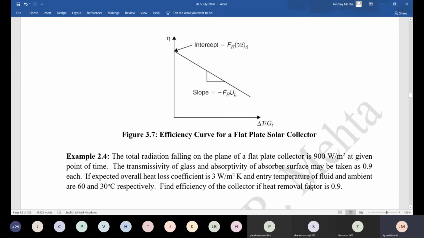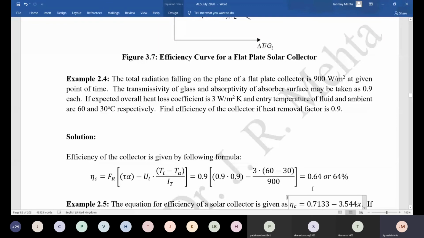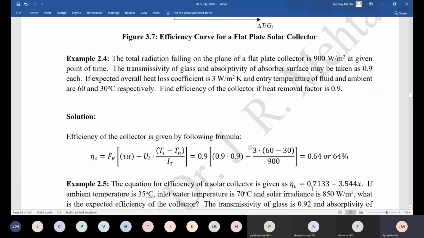So actually everything is given. So you just need to use the formula. FR is 0.9, tau alpha 0.9, UL is 3, TI is 60, TA is 30, and IT is 900. So 0.64, 64% is the efficiency of the given collector you can expect.